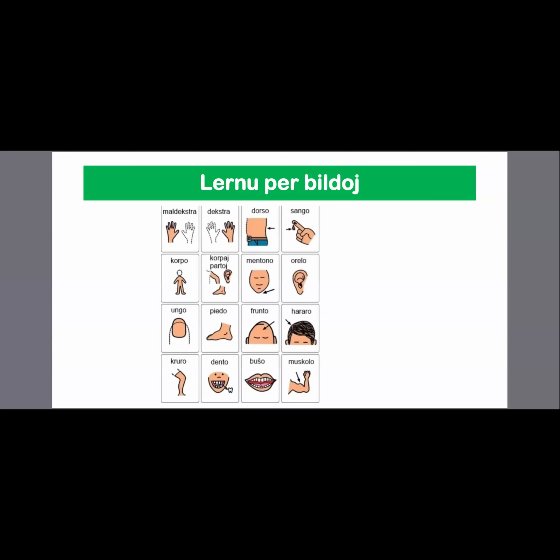Okay, so let's also look at other parts. I have already put in some images, and it's better also to know some body parts. So the first picture, as you can see, is maldekstra. Maldekstra is left. Your left hand. Dekstra is your right hand. Maldekstra. No, no, it's left. Dekstra is right.